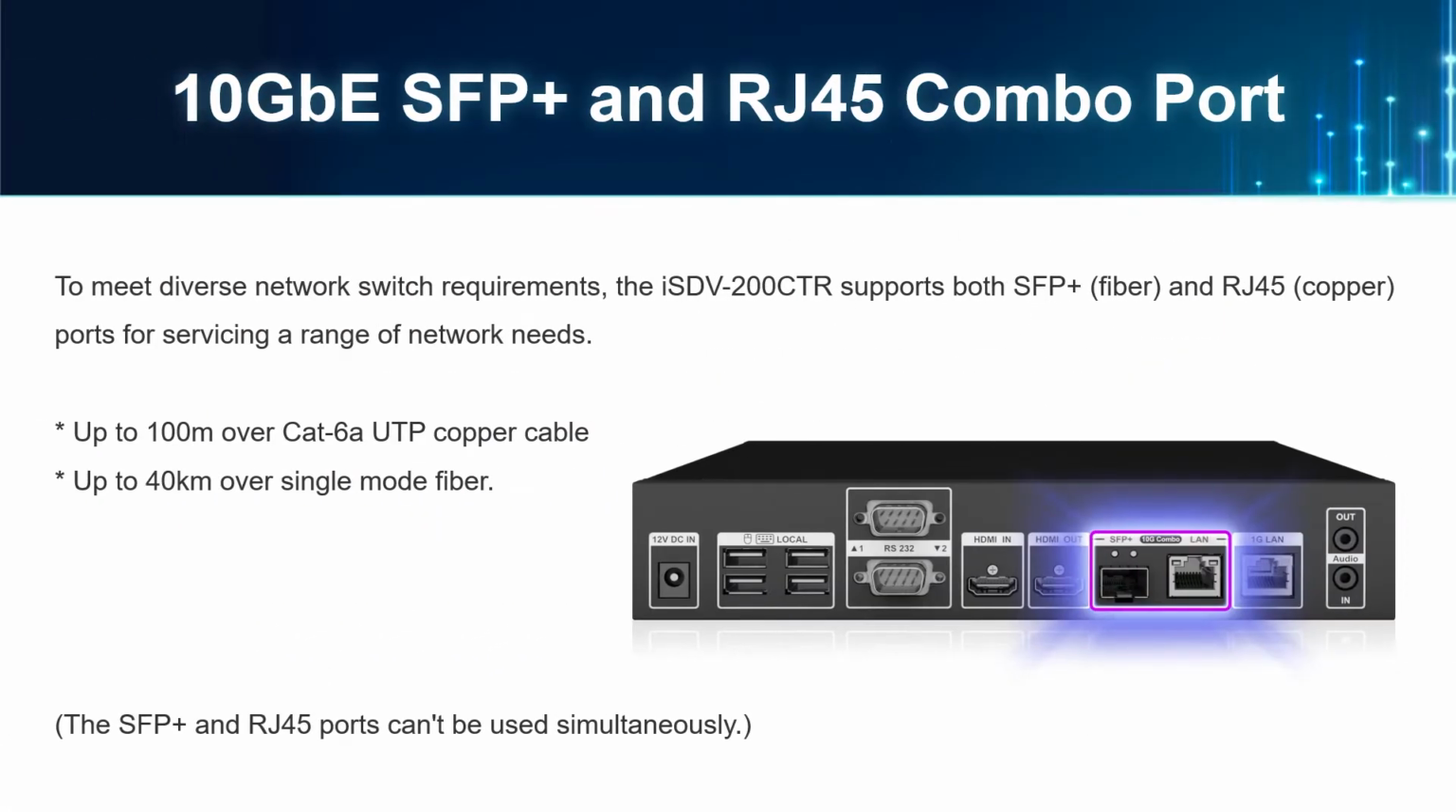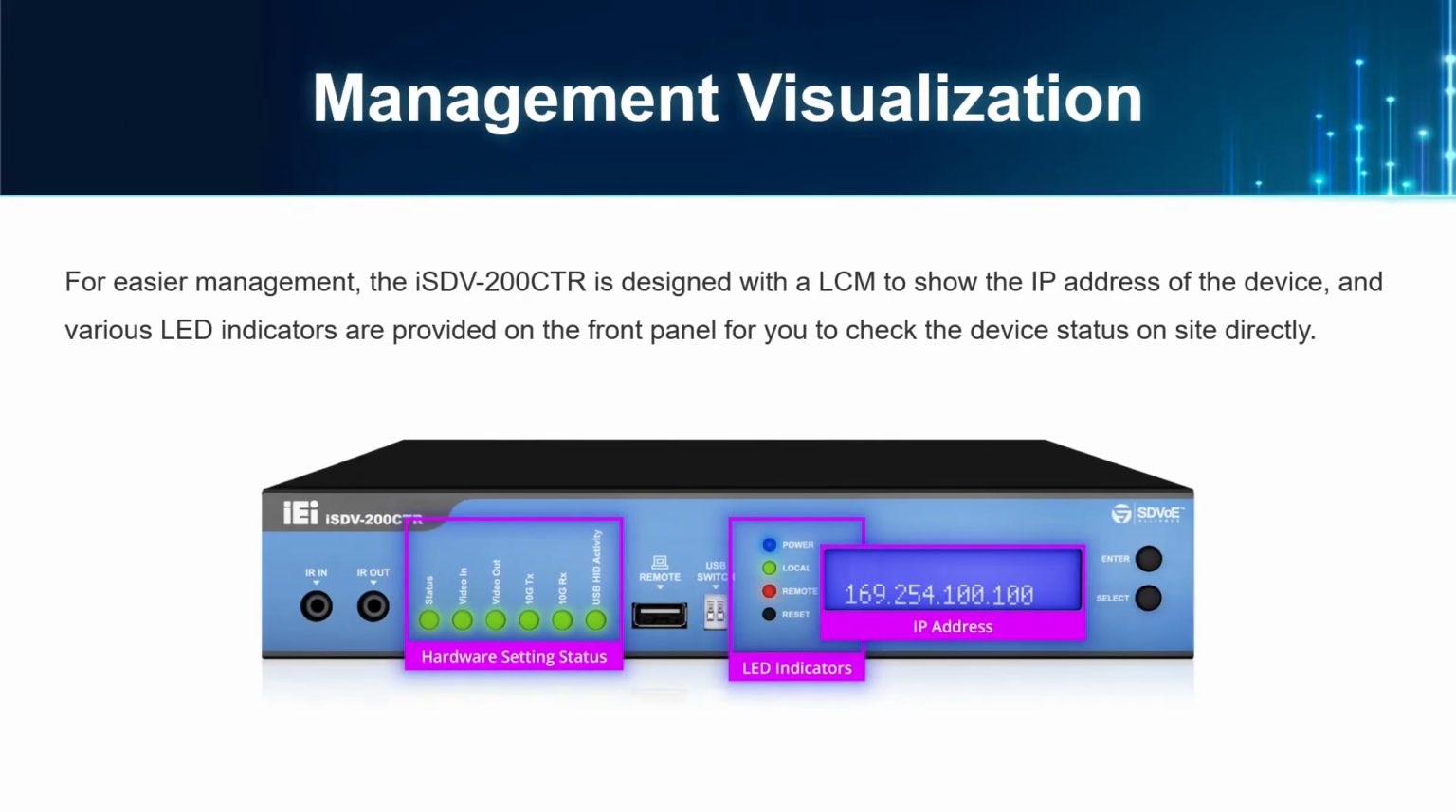To meet diverse network switch requirements, the ISDV supports both fiber and copper ports for servicing a range of networking needs. Signal transmission could be extended up to 40 km over single mode fiber. To manage device easily, for easier management, the ISDV is designed with a LCM to show the IP address of the device, and the various LED indicators also provide on front panel for you to check the device status on site.